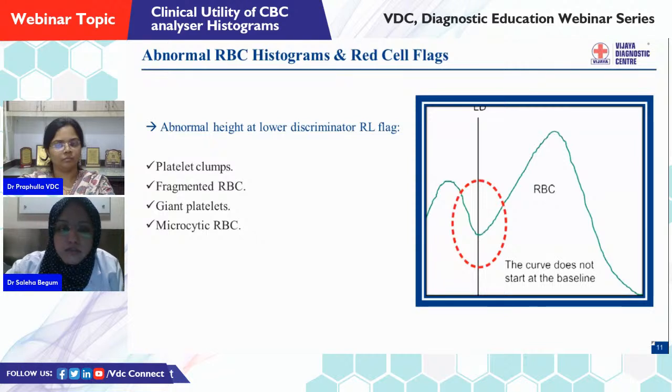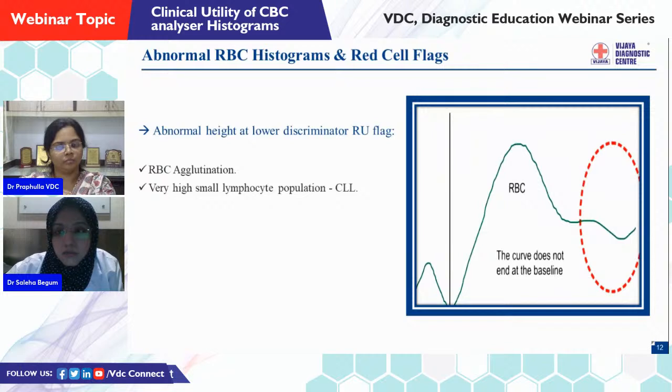So those particles, when present in significant number, interfere with the lower discriminator, and the machine is unable to decide where to keep the lower discriminator. Hence the graph starts abruptly. So the causes will be platelet clumping, fragmented RBC, giant platelets, or microplatelets. So this is one variation in the RBC graph from the normal.